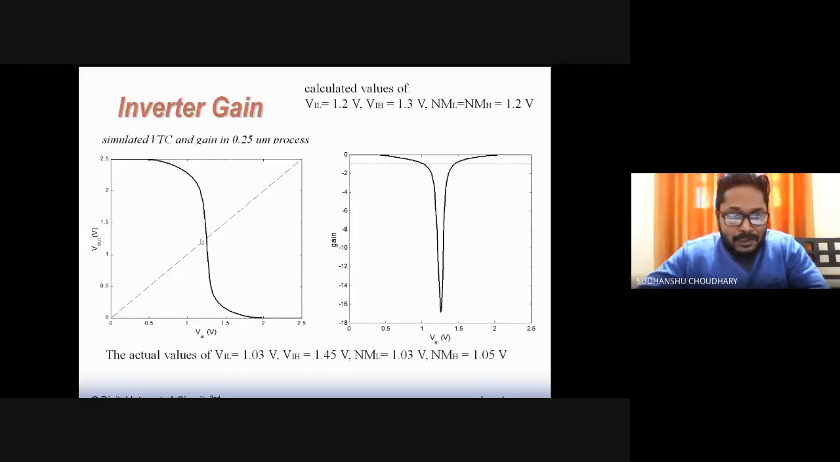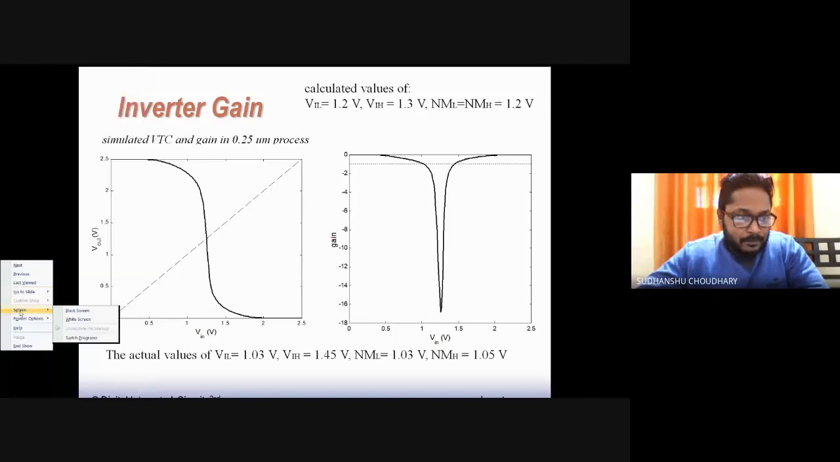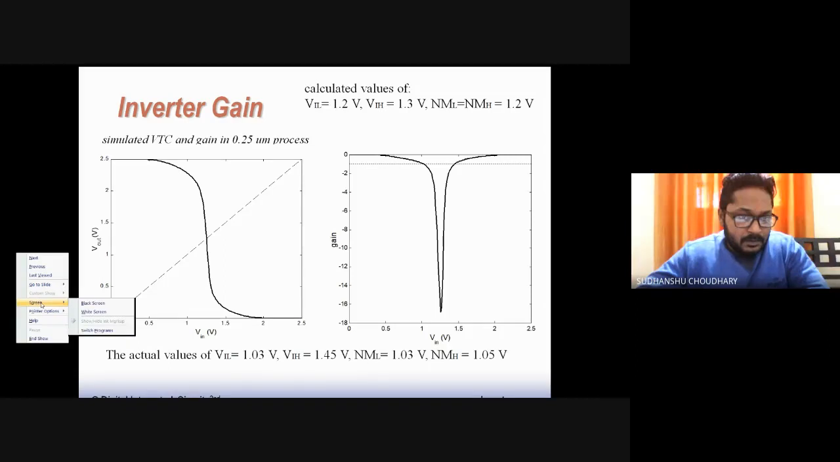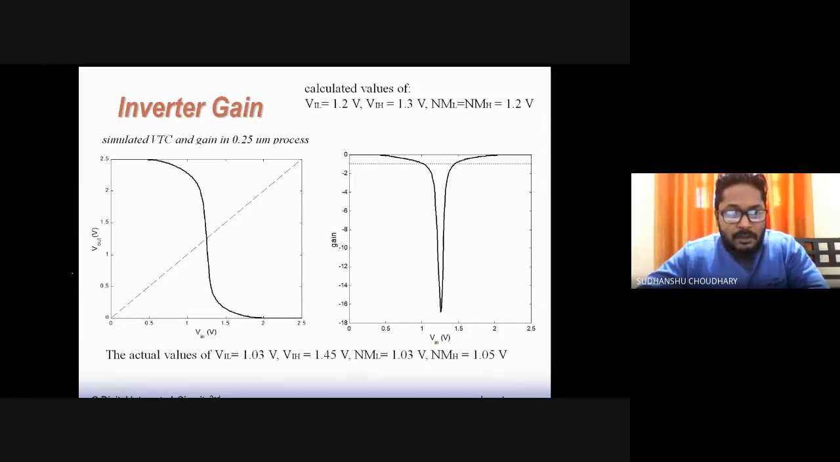Now, about this switching threshold, I want to add a few more things here. This switching threshold is a point where my output is equal to input, right? So the CMOS inverter's output is equal to input. This is my switching threshold point. Now, if I want to shift the switching threshold up, that is towards VDD, then this VTC also should be modified to support this movement. That is, we want to move the VTC towards VDD.